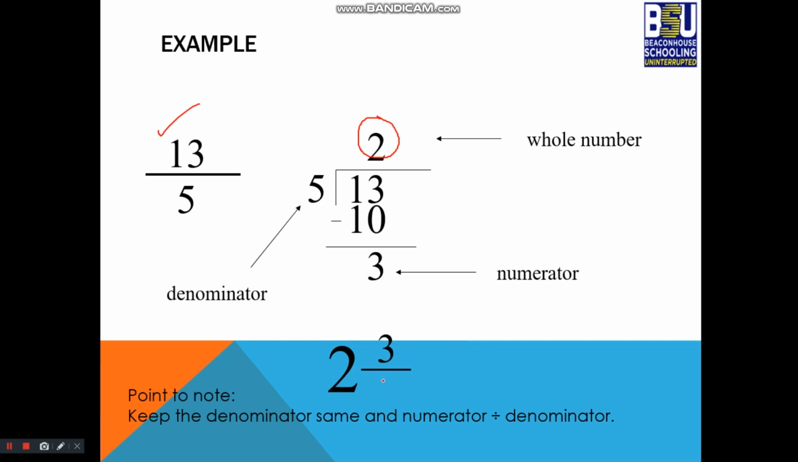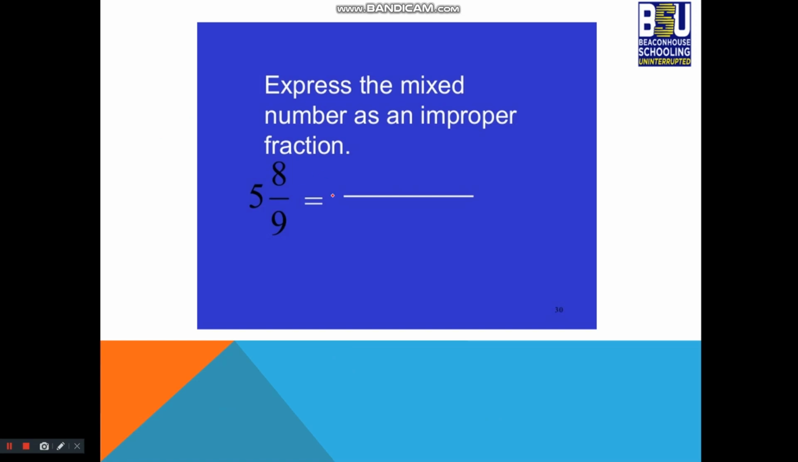And what comes as the denominator? That is 5, because the denominator will remain the same. So you keep the denominator the same, and you divide the numerator by the denominator. Okay, can you express this mixed number as an improper fraction? Yes, it's very easy. You will multiply 5 with 9, that is 45, plus 8. So what is your answer? 45 plus 8, 53 over 9.